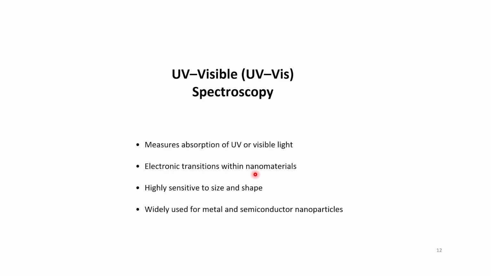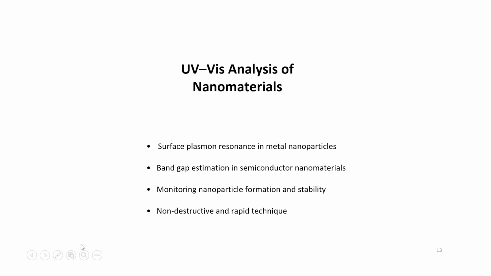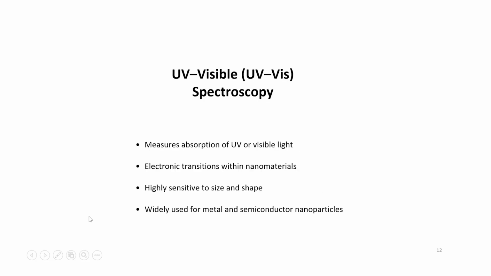This actually measures the electronic transitions within nanomaterials, and it is highly sensitive to shape and size, and it is widely used for metal and semiconductor nanoparticles. So that is UV visible spectroscopy.